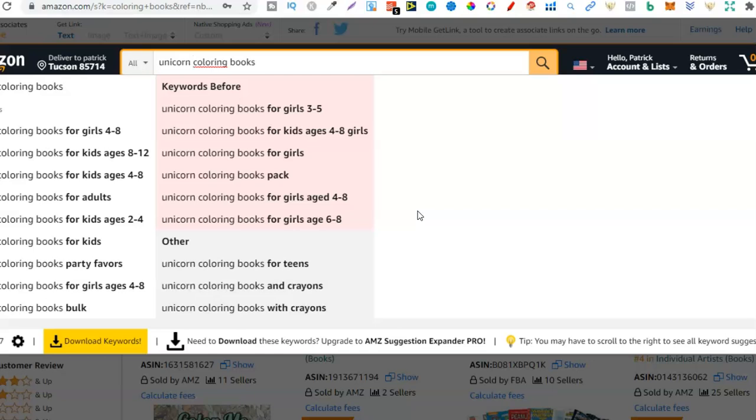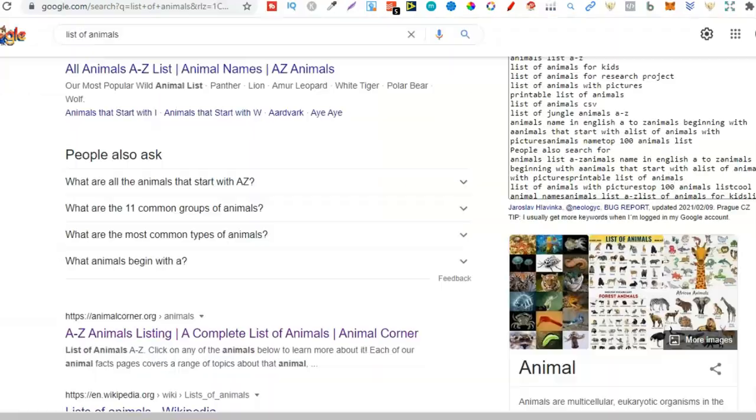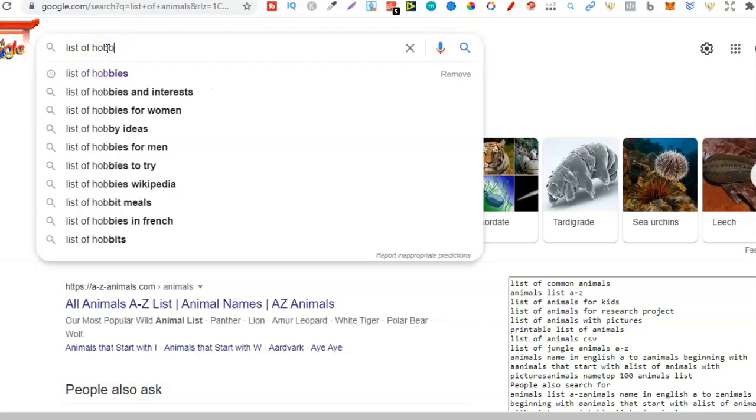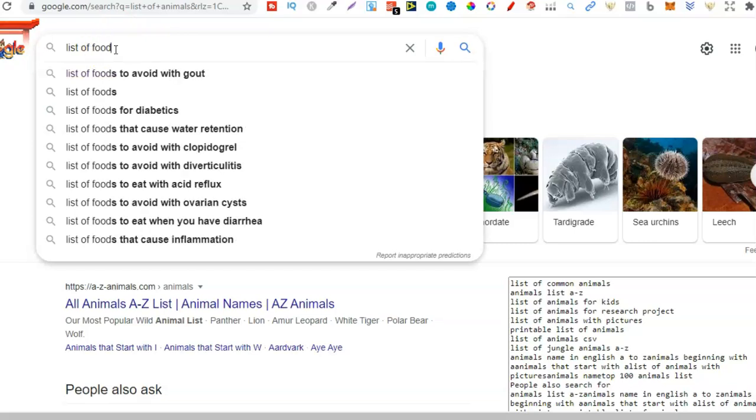Ideas are everywhere. Niches are really easy to find once you understand a few simple concepts, the main one being anything can be a niche. So list of animals. Animals are niches within low content books. So are hobbies. So you could do lists of hobbies, and then you're going to get basketball, sports, volleyball, racing, truck driving, I don't know, things like this. It's just everything that you see is a niche. And again, we can do it for lists of hobbies, animals, even foods.